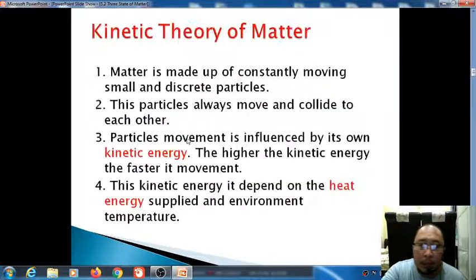So what is the kinetic theory of matter? The kinetic theory of matter explains that matter is made up of constantly moving small and discrete particles. These particles always move and collide with each other. The movement of the particles is influenced by the kinetic energy owned by the particle itself. The higher the kinetic energy, the faster its movement. And this kinetic energy depends on the heat energy supplied and also the environment temperature.